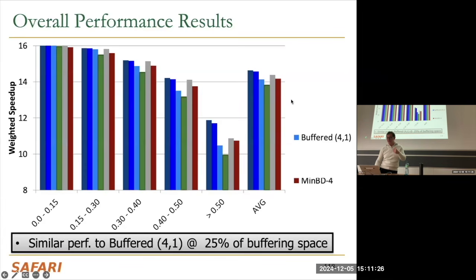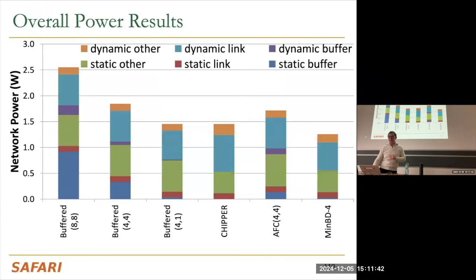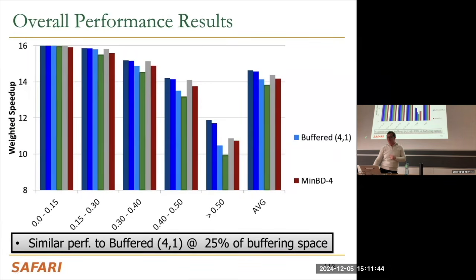I think I assumed that buffered 4.1 was the same, but it actually has 4 virtual channels, I think. So we get similar performance to some buffered network with 25% buffering space. So we can reduce the buffering by 75% at the same performance level. That's always good to know.